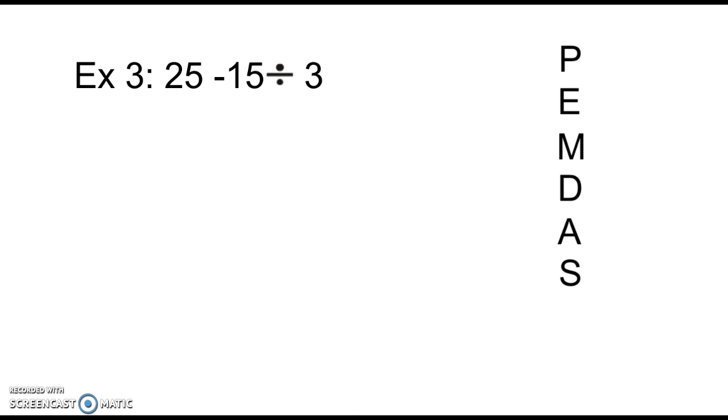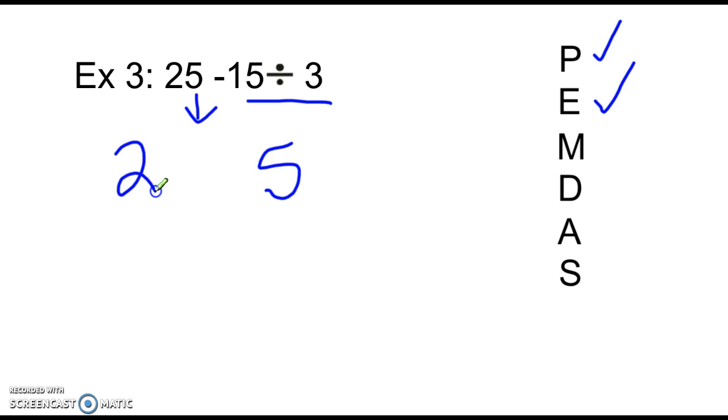So we're going to look and see if we have any parentheses, and we do not. So we're just going to check it off because we don't have to do it. We're going to look for exponents, and we can check that off because we don't have any exponents. And now we're on to multiplication or division. We do have division. We have 15 divided by 3. And when we use our calculator, type in 15 divided by 3, beep boop, and it gives us 5. We're going to bring down the rest of our problem. So 25 minus 5.